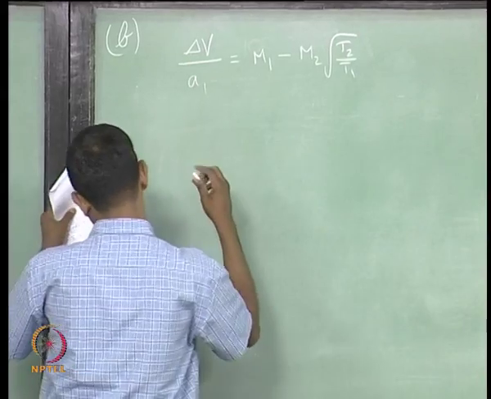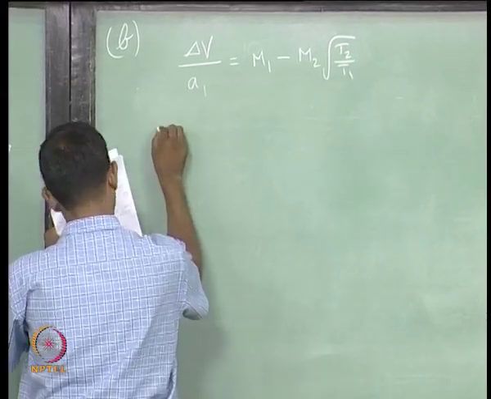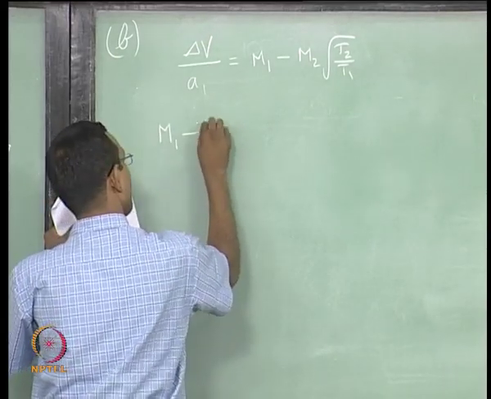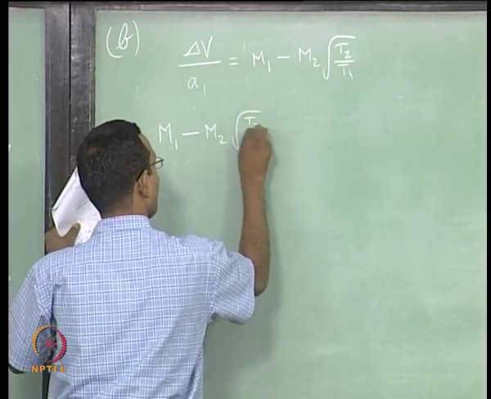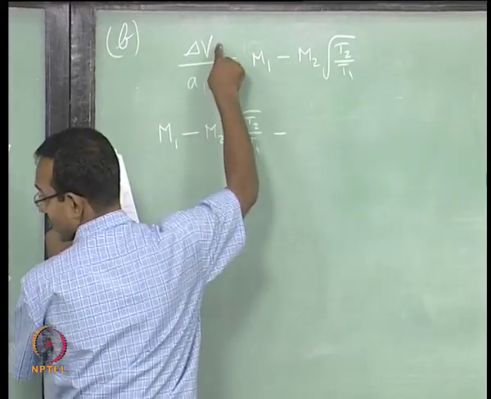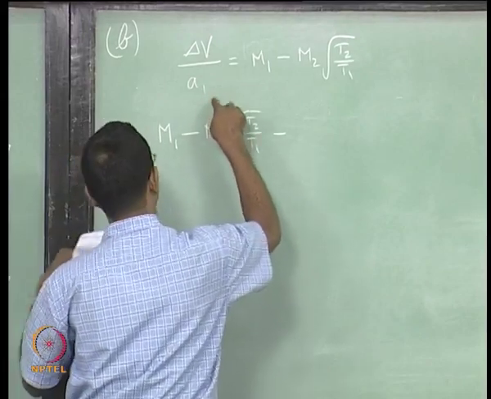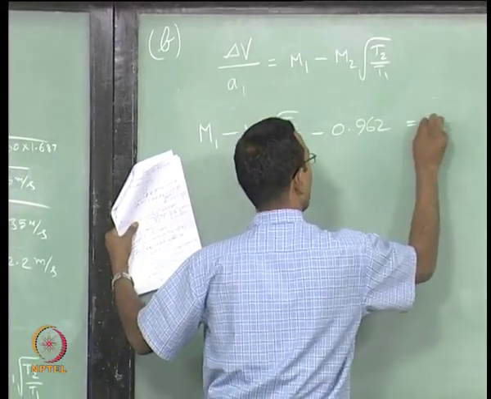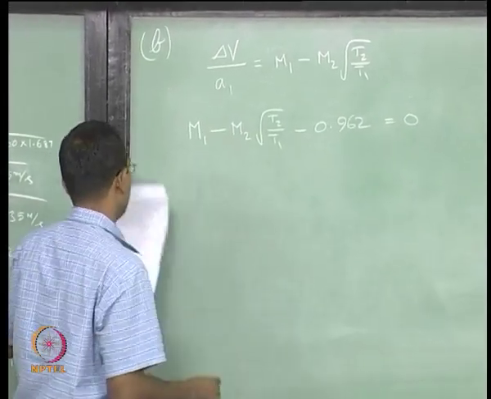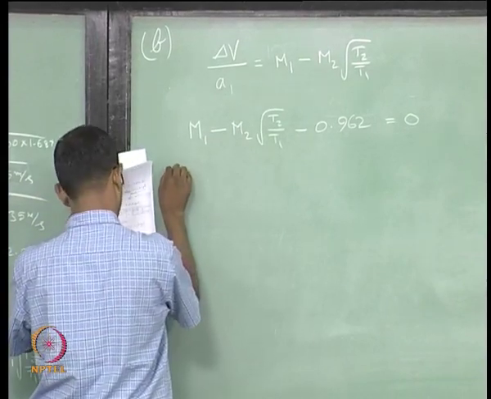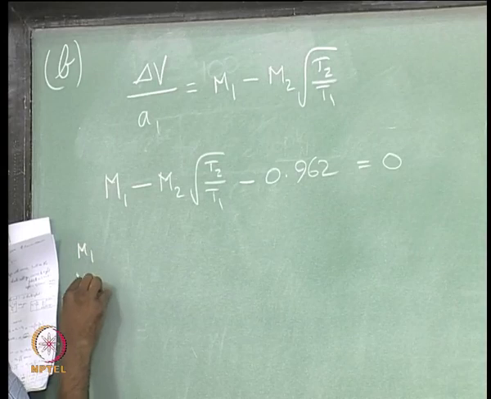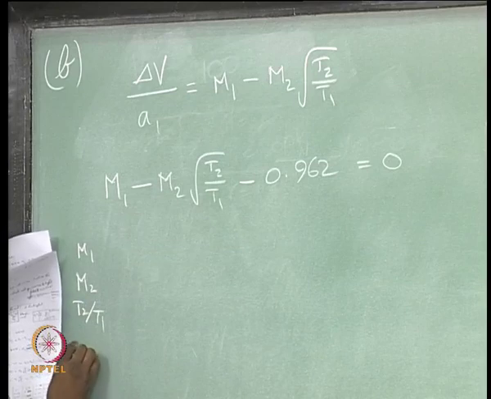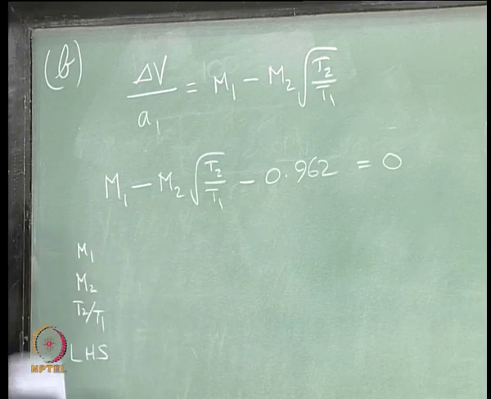Now, we will get to numbers. I will take this also to that side. I will write a function that looks like M1 minus M2 square root of T2 by T1 minus, I know delta V was 435 and A1 is 452.2, so that number is 0.962, equal to 0. So, I have to form a table for iteration: M1, M2, T2 by T1, and the whole thing, I will call it left hand side.